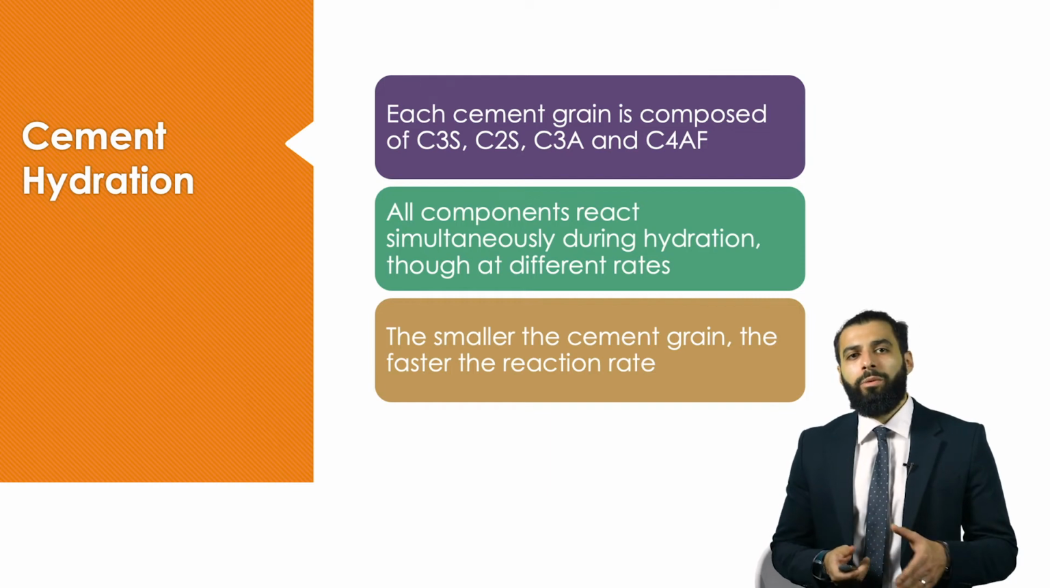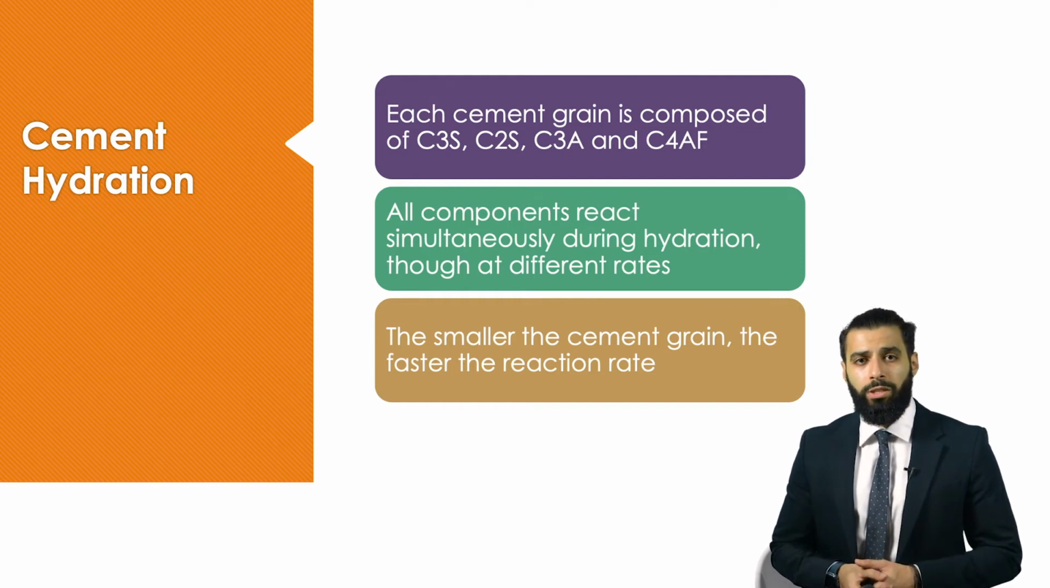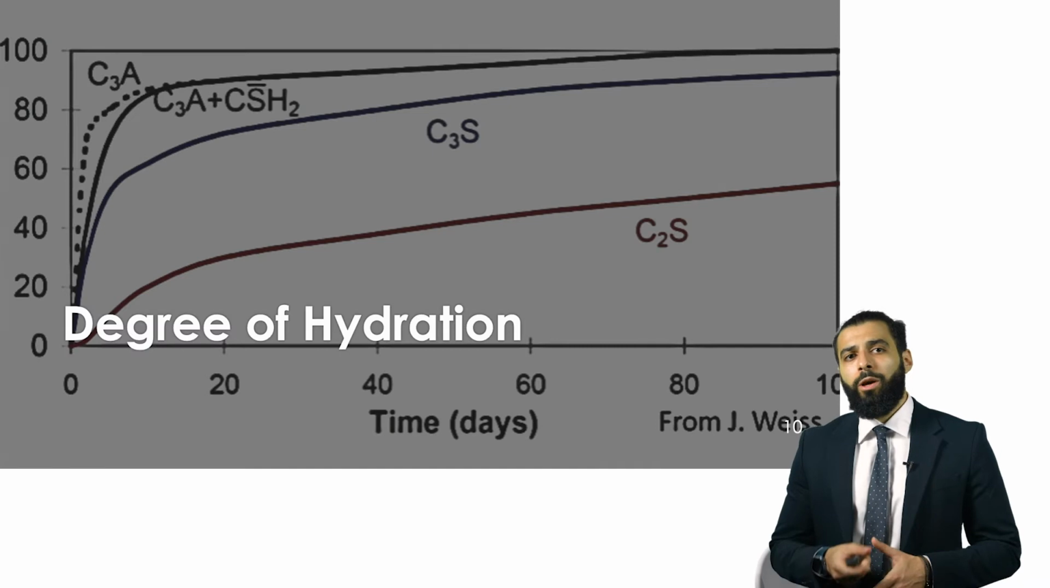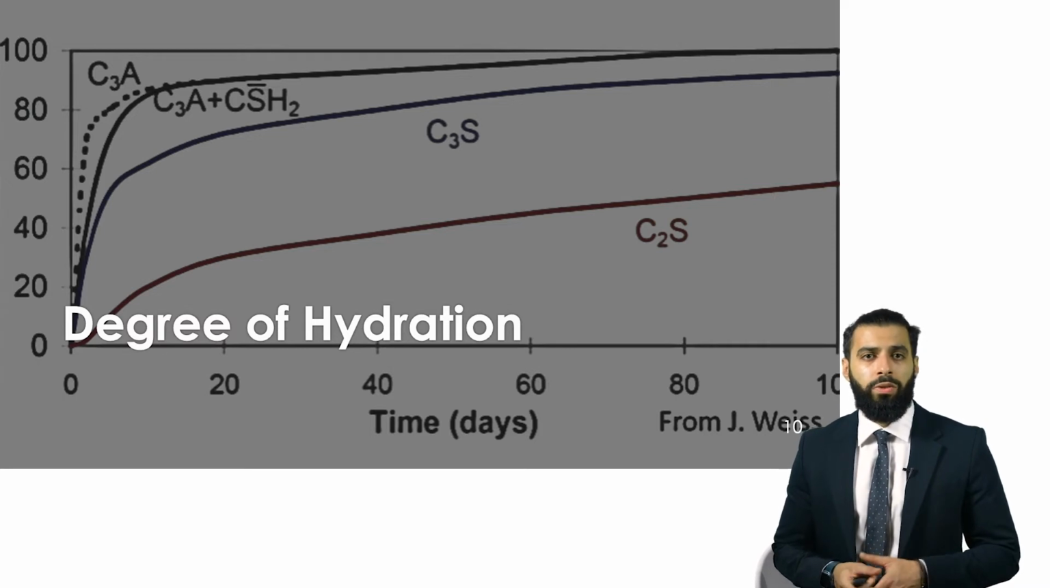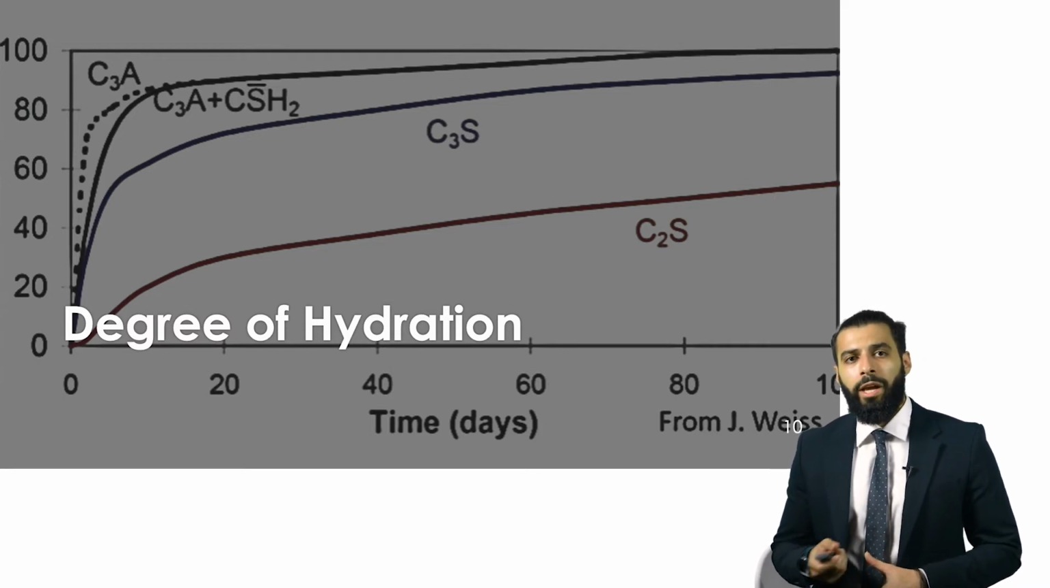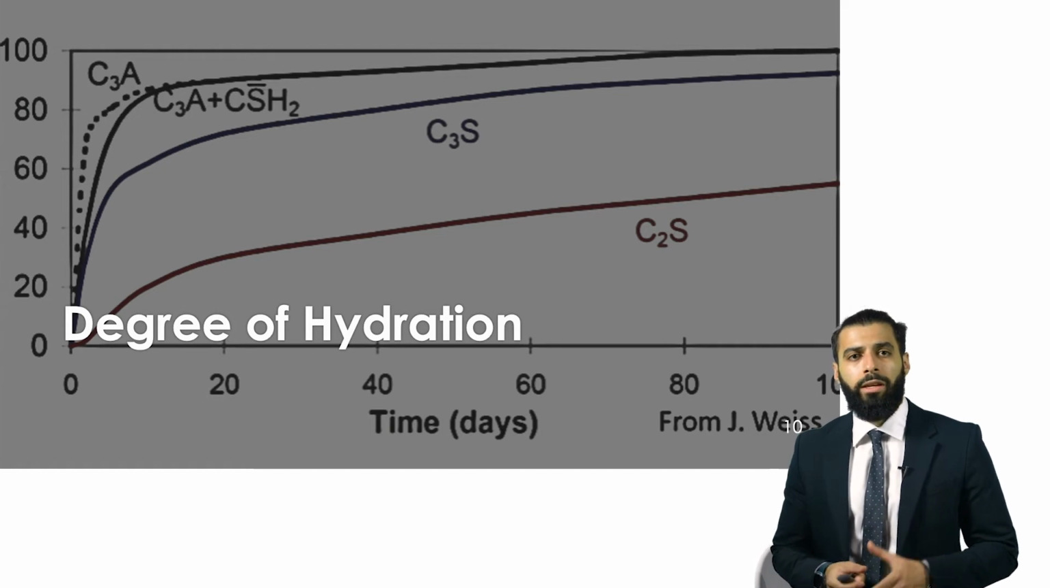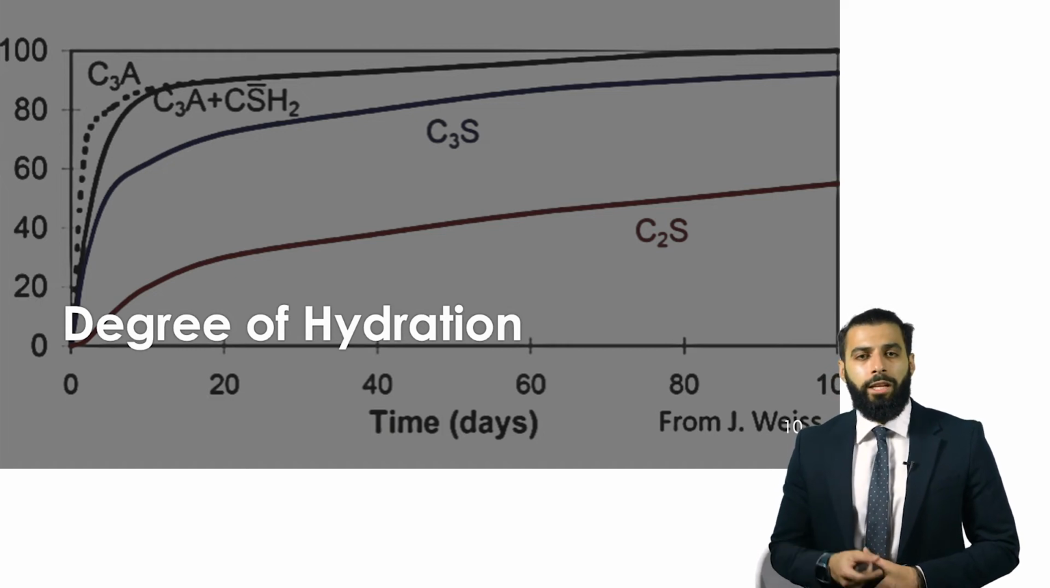So looking at the degree of hydration for these 4 main constituents of cement, what you notice in the graph is on the y-axis we have the percentage degree of hydration, and then we have time on the x-axis. The highest degree of hydration is associated with C3A. Now when you add gypsum to C3A, it lowers down a bit. You can see that in that second graph. So there's C3A plus the gypsum.